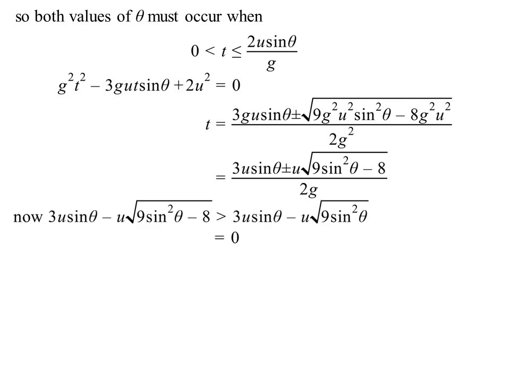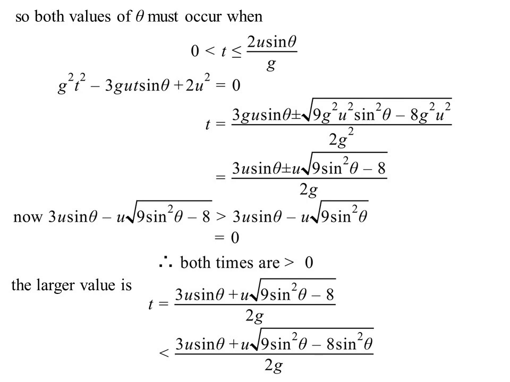But hang on a sec. 3u sine theta minus u root 9 sine squared theta minus 8 must be bigger than 3u sine theta minus u square root of 9 sine squared theta. No, the one on the left's got to be a bigger expression than the one on the right, because you're going minus this. So 9 sine squared theta minus 8 is smaller than that. We're taking it away. Well, hang on. That's equal to 0. So I now know that this expression, 3u sine theta minus u root 9 sine squared theta minus 8, is bigger than 0. So both of the times are indeed positive.